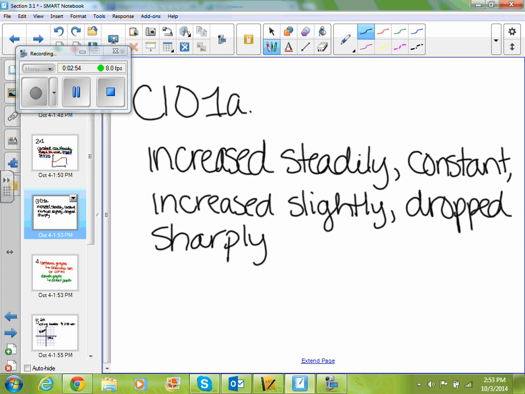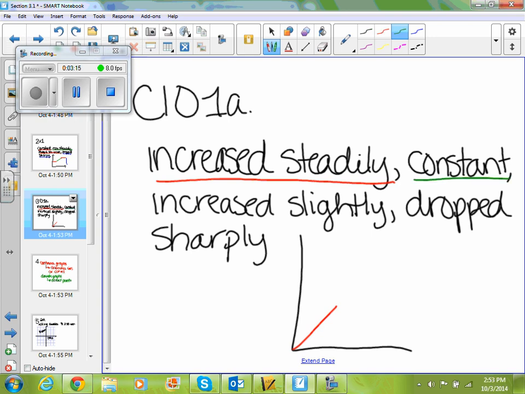Okay, and so if I take that information, I'm going to graph air temperature. So we'll start with increase steadily. If it's increasing, then our line is going up. So we're going to have a line going up. Okay, then if it's constant, what's our line going to look like? It's going to be straight. So we're going to have a constant for a while. Then we go back to increasing slightly. So it is going to increase, but only a little bit.